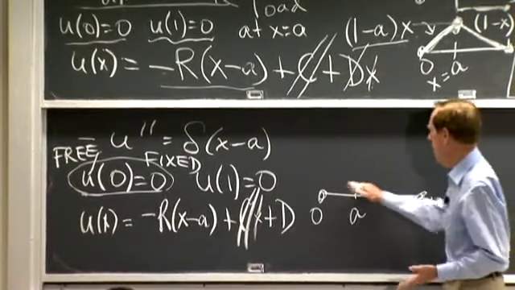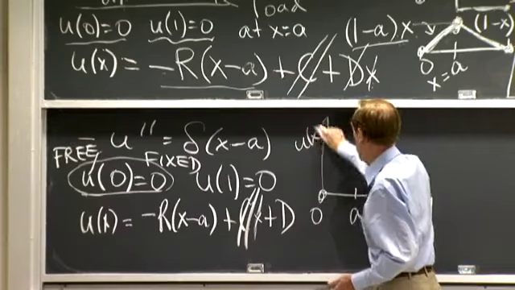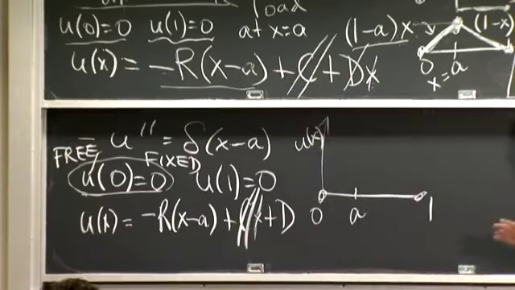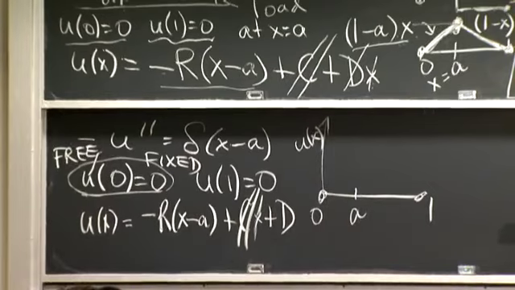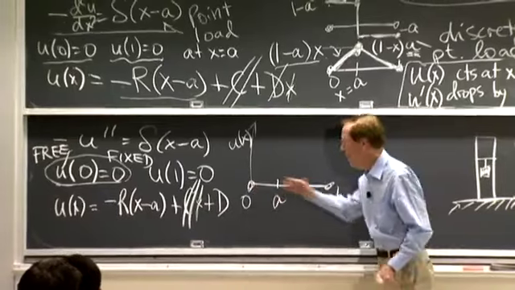What's the graph of this? This is a graph of u of x. Remember now, it starts from 0 slope because it's free at the top. What does the graph look like in the first part?